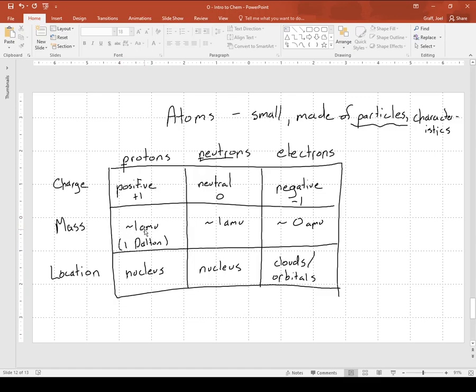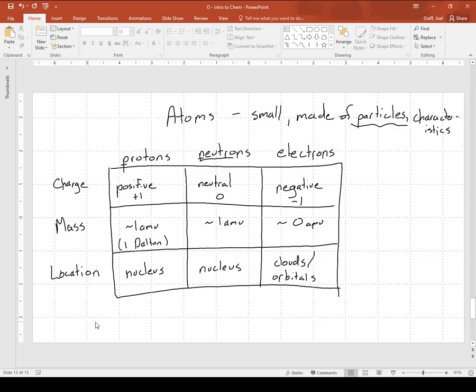So those protons and neutrons are each 1 atomic mass unit, and then electrons, for our purposes, we're going to say it's 0 atomic mass units. I believe in Khan Academy they said it was 1/1800, but that's close enough to 0 that we're going to just ignore any mass that an electron might have.